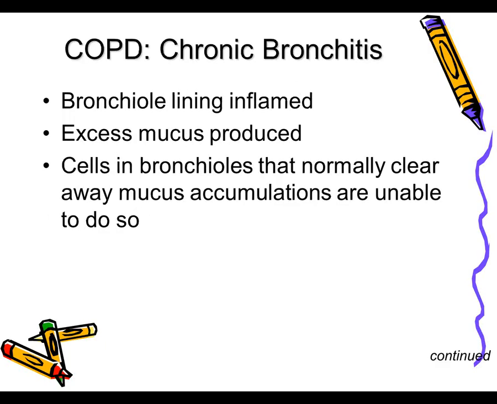Now, chronic bronchitis, one of those types of COPD, is when the bronchial lining of the air tubes become inflamed, and they start to produce lots of mucus. So cells in the bronchioles that normally clear away mucus, those little cilia, those little hair-like structures that push the mucus upward and outward so that you can cough it out, are unable to do that because of damage to the bronchial lining. As a result, you've got all this excess mucus in your bronchioles, and you develop a really productive cough.